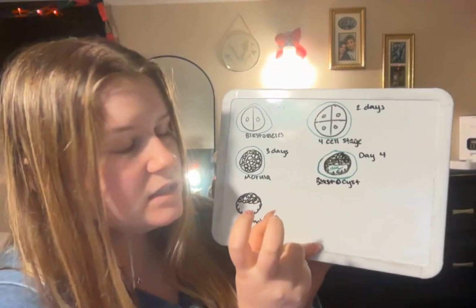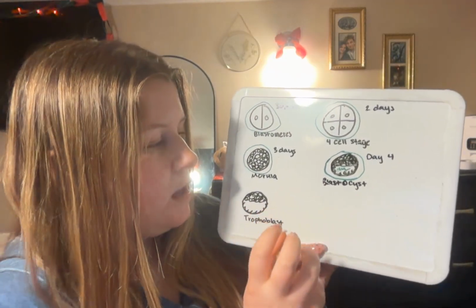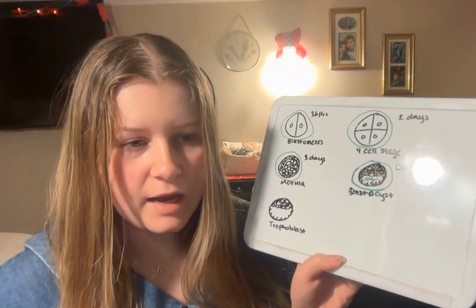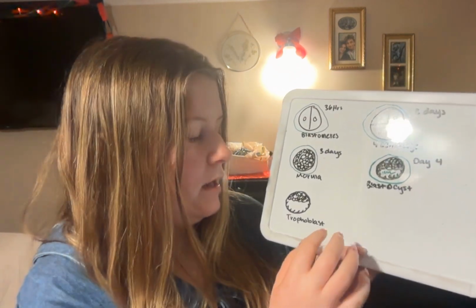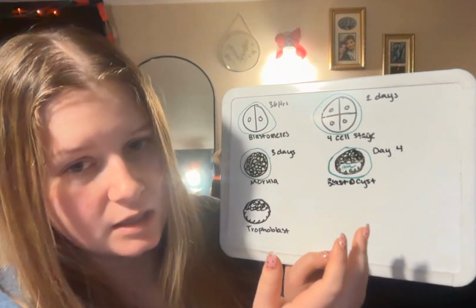The blastocyst contains the inner cell mass, which develops into the embryo. The trophoblast will also start to develop around the blastocyst. It's the outermost, thickest layer. That is the layer that will implant into the uterine wall and eventually form the placenta. Implantation typically occurs around day 6 to 7 after fertilization.